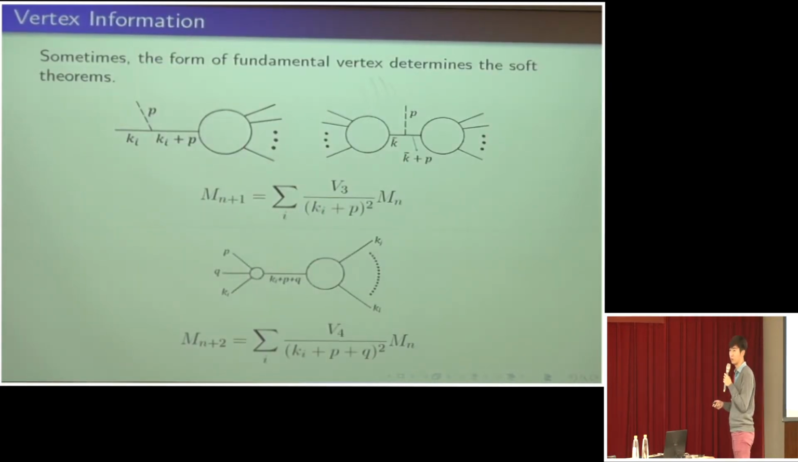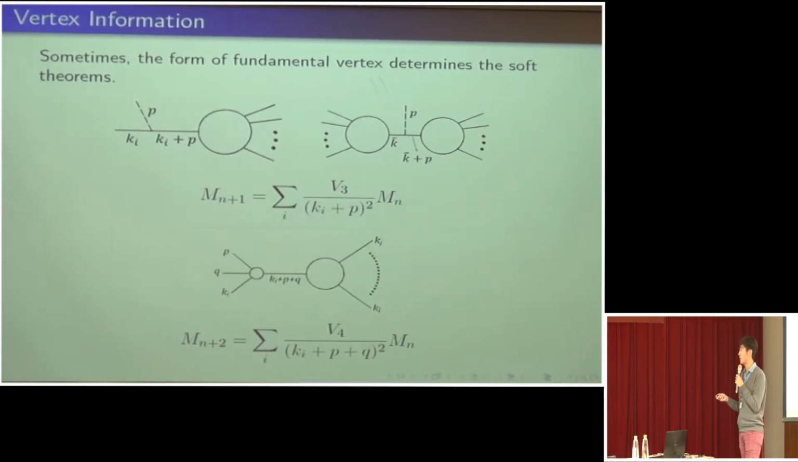But how does the vertex contribute to the soft theorem? Okay, let's see this diagram. This is the famous Weinberg soft theorem. If we have a leg of momentum P here, then this diagram is of this form. Here we have a vertex and a propagator. Then in the leading piece, there should be a soft theorem.